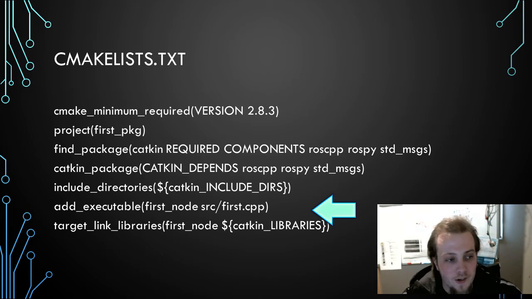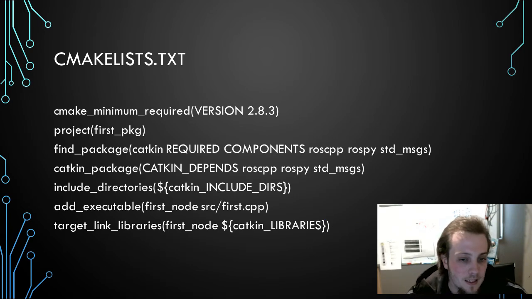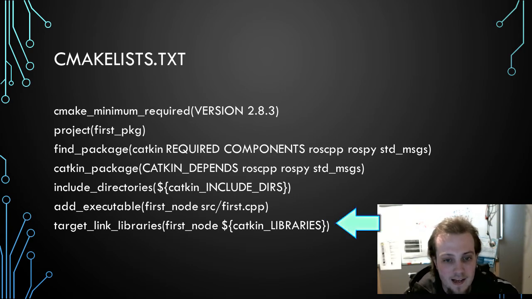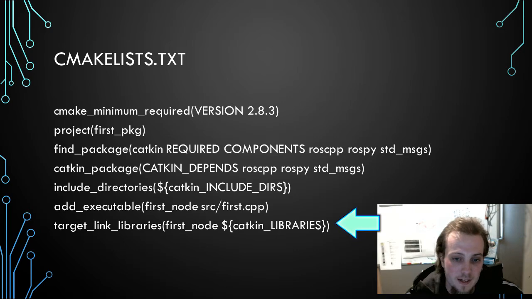We will look at this code a little bit later. Lastly, here we have target link libraries, and this links libraries that are needed before creating the executable. In our example, this is our first node and the Catkin libraries.